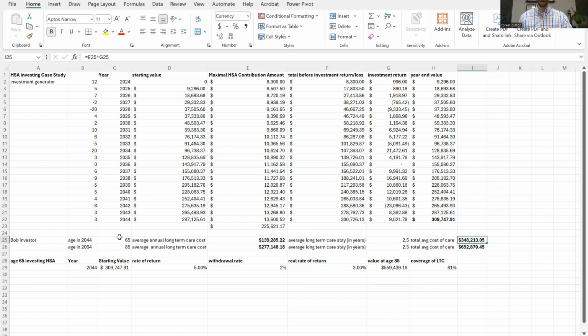So what I did was I inflated this even further. I took our starting number of 139,000. I inflated that at 3.5% from age 65 to 85, which is much more realistic. And if you had to have long-term care when you're 85, the average number in tomorrow's dollars would be about 277,000. So if you take 2.5 years at that number, that means you need about 692,000. Now you can see why all those years of what you did in the HSA can really pay off.